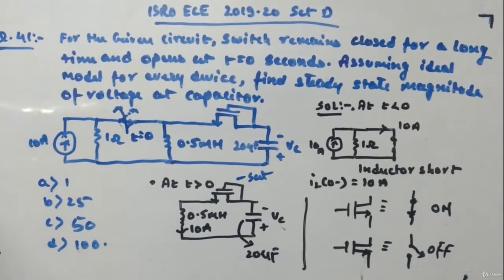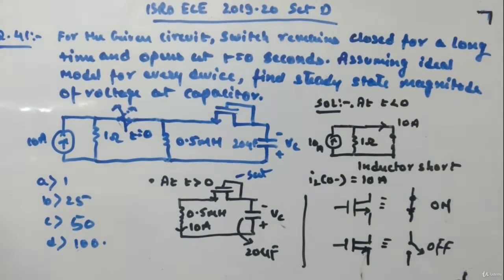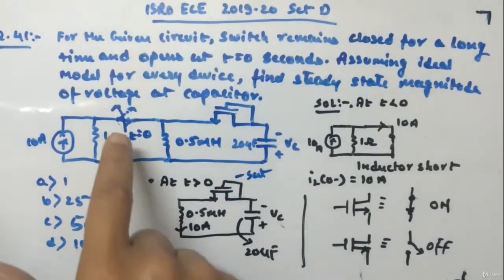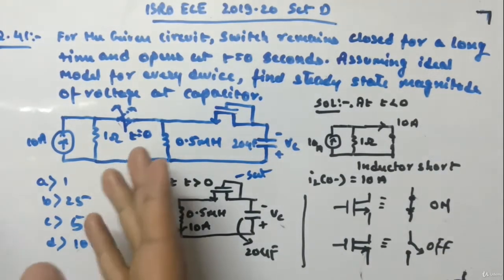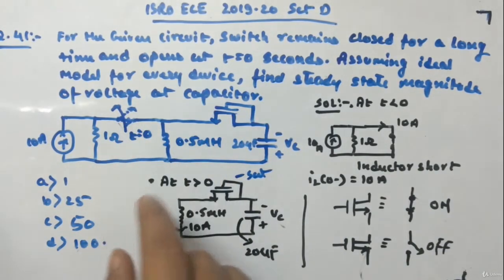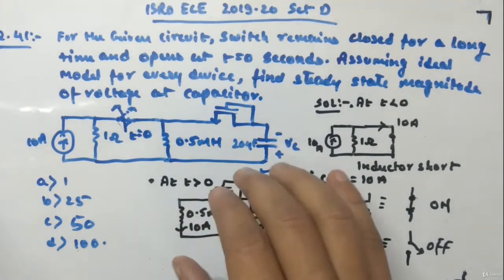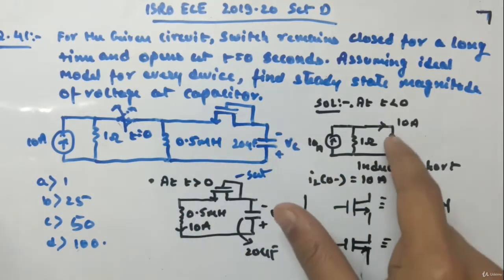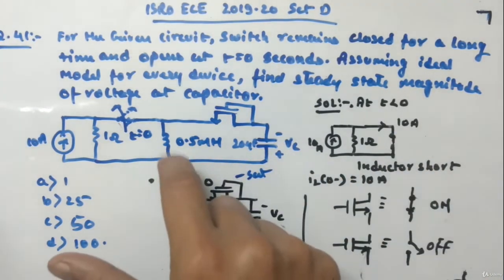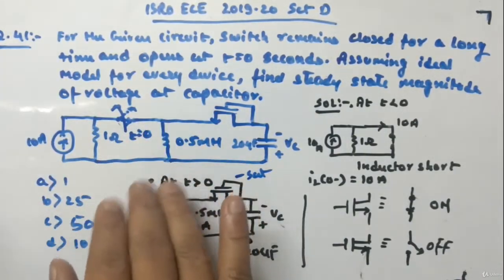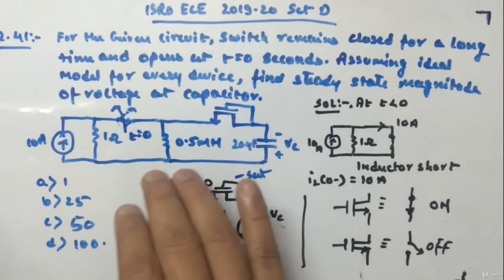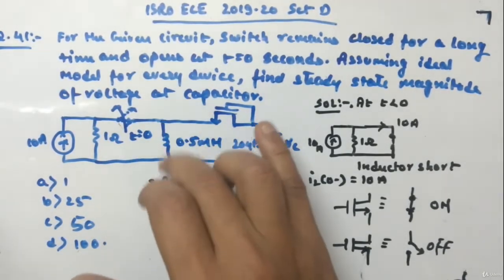Okay, let's look at the solution to this question. So here at t less than 0, the switch will be connected. Before switching, it is connected to the circuit, so it is connected for a long time. That's why you can assume the inductor to be short, and all the current is passing through the inductor. The inductor has reached its steady state and it is behaving as a short.